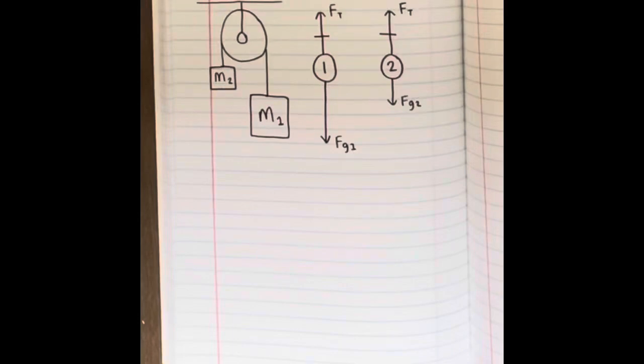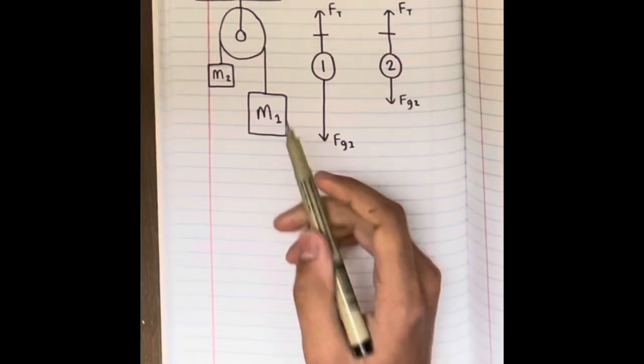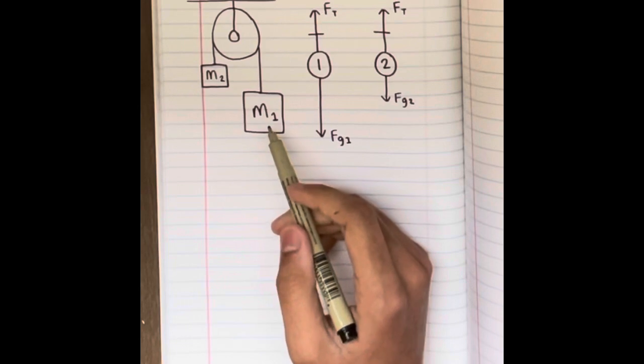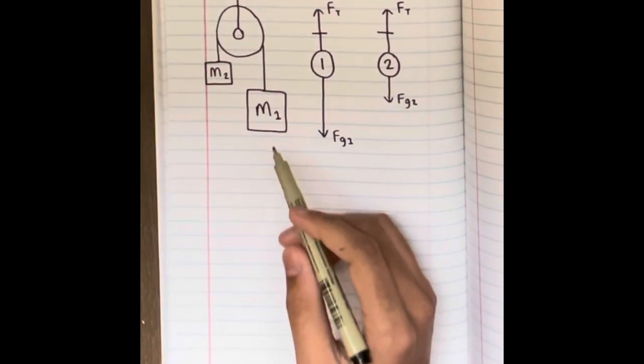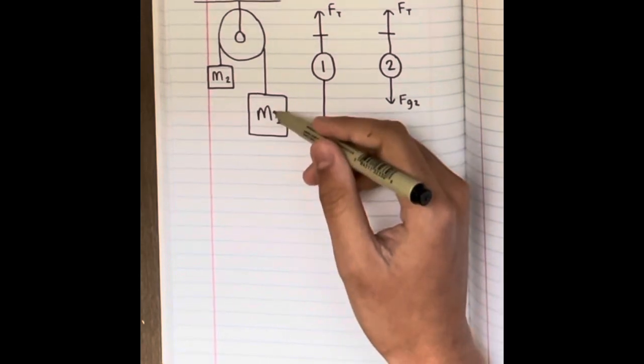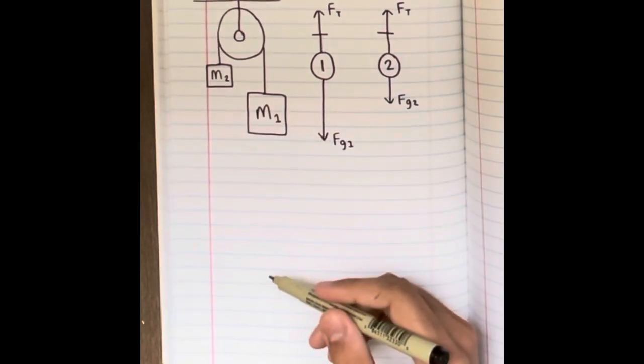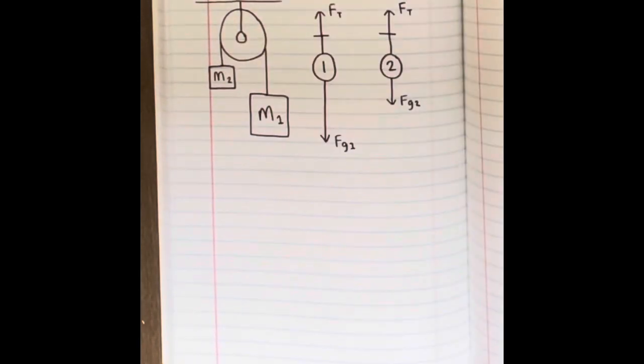We have an Atwood pulley system here, which we can see has two masses, mass 1 being bigger than mass 2. And because of the weight difference, we can obviously assume that block 1 is going to fall down while block 2 is pulled up. And that's all due to the tension force.